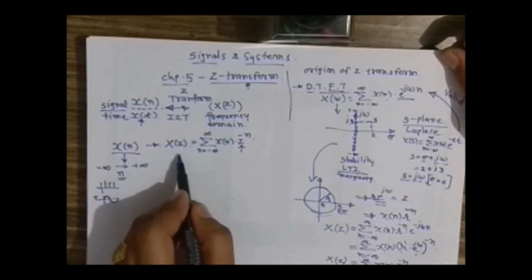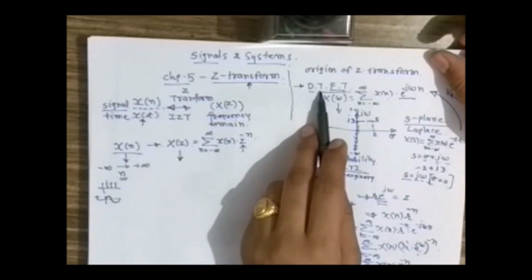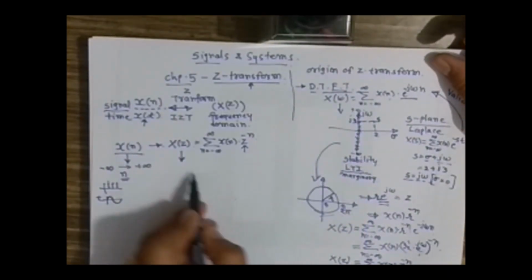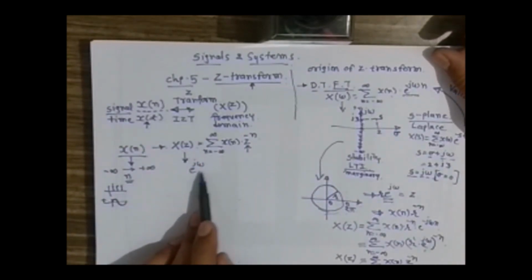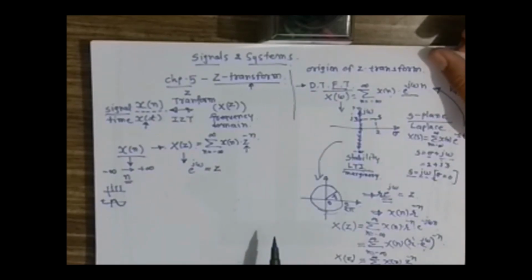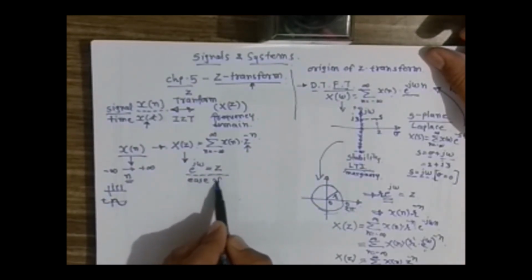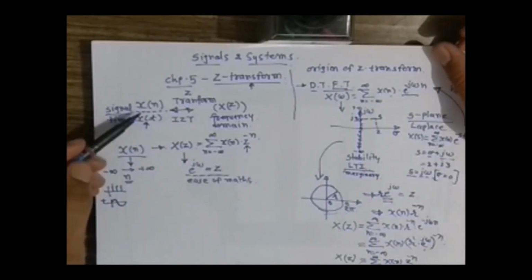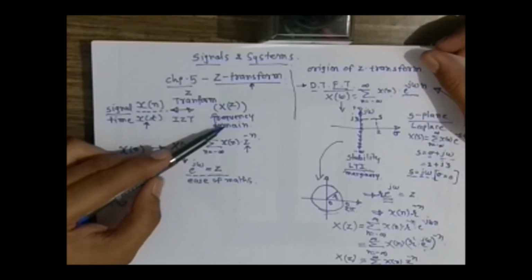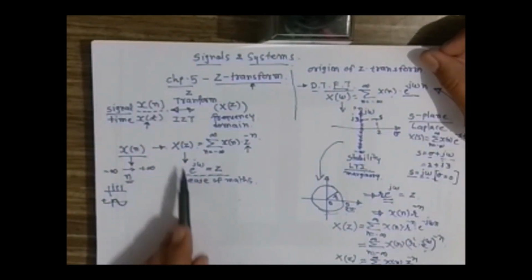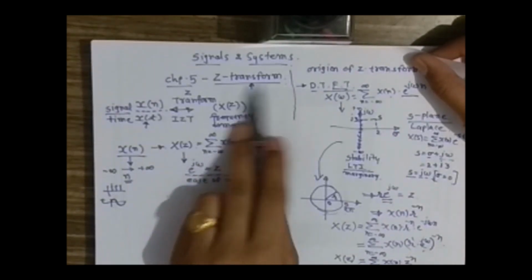But the most important question is why we require x of z. However, we have DTFT, that is discrete time Fourier transform. So the e raised to j omega is our point of interest. It is the exponential term in our transform. So the exponential term is now reduced to a simple term z. So this will become a ease of mathematics. We can easily solve the transform domain, or we can easily convert the discrete time signal into a transform domain, or we can say a frequency domain. So ease of mathematics is the main important advantage of Z transform in signals and systems.